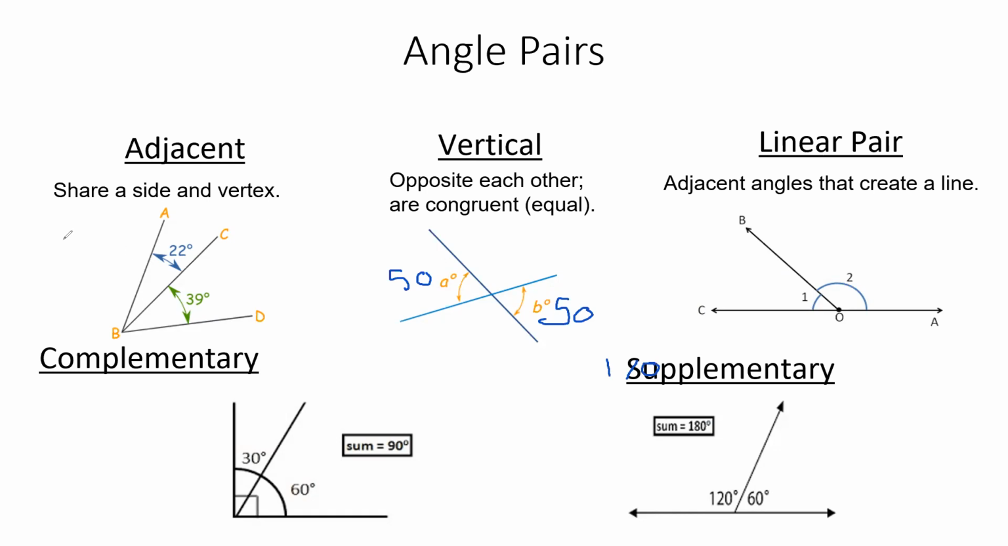And then the last angle pair is down here in the bottom left. That's complementary angles. Complementary angles are adjacent angles that form a 90-degree angle. These two angles here are considered adjacent because they share a side and a vertex, but they're a special kind of adjacent because they come together to form a 90-degree angle. Remember that whenever we have a 90-degree angle, we typically mark it with a little square in the corner. So this angle right here is 30, this is 60. They come together to make a right angle, which is 90 degrees.